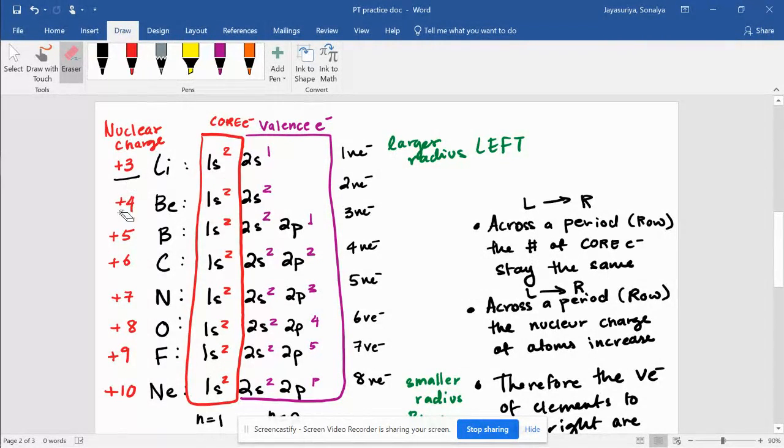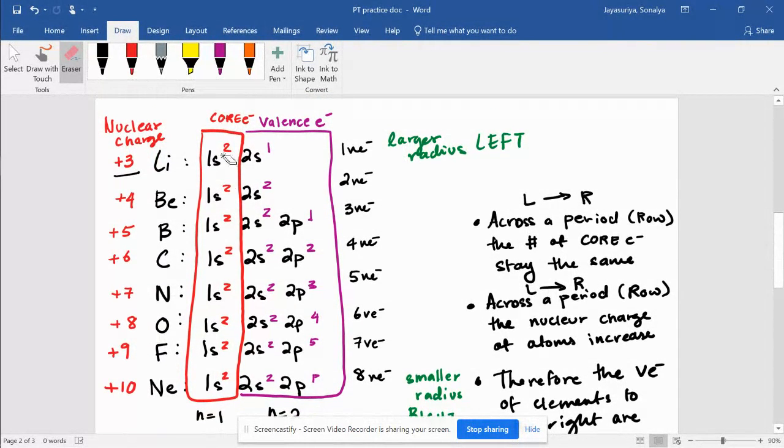And then if you look at this column here that says nuclear charge, you'll see that as you go across from lithium to neon, the nuclear charge, or the positive attraction of the nucleus, is increasing in all of these elements. Okay, so lithium has a +3 nucleus and neon has a +10 nucleus. Because neon has 10 protons, it's a +10 nucleus.